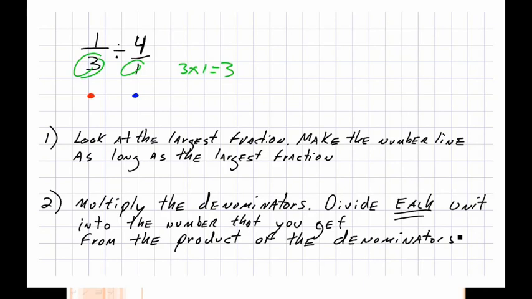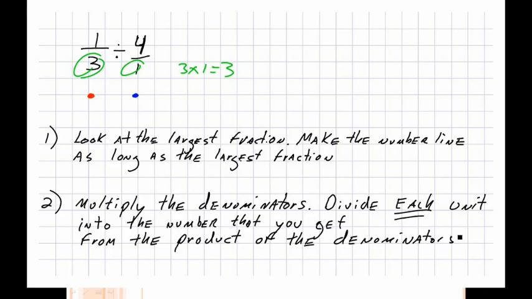Okay? All right, first, let's look at this one more time. We're going to look at the largest fraction that we have, and we're going to make a number line that's as long as that largest fraction. Then we're going to multiply our denominators, and then we're going to take each unit of that number line and break it up into whatever number we get when we multiply those denominators.